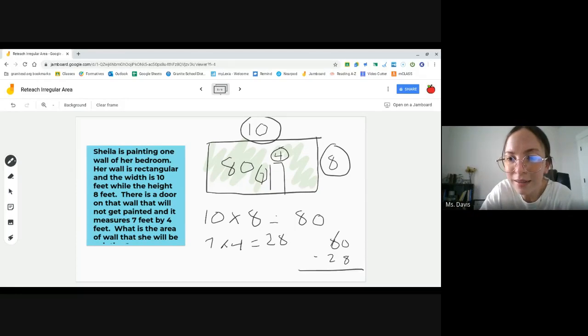0 minus 8 I can't do, so I'm going to need to regroup and borrow a 10. 10 minus 8 is 2, little 2. And then 7 minus 2 is 5. So the area that will get painted is 52 because I took out the area of the door that won't get painted. So that one is 2 steps, and you have to subtract instead of adding 2 pieces together. So watch for that one.